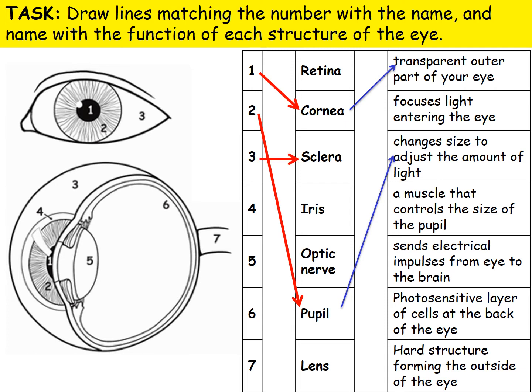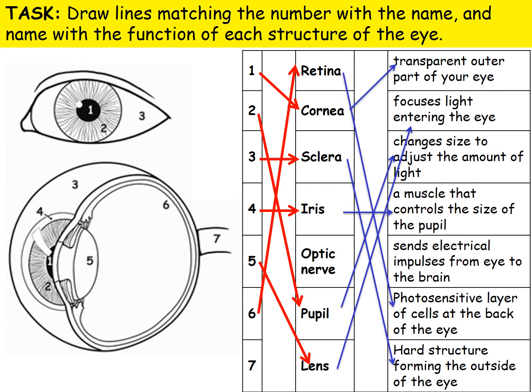Number 3 is the sclera, which is the hard structure forming the outside of your eye. 4 is the iris, which is a muscle that controls the size of the pupil. So it's what's changing your pupil. 5 is the lens, which focuses the light entering the eye. 6 is the retina, which is the photosensitive layer of cells at the back of the eye.